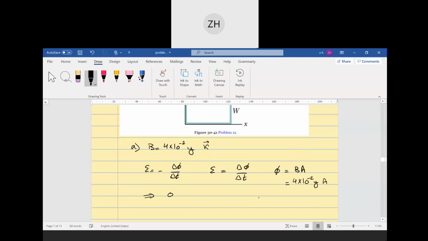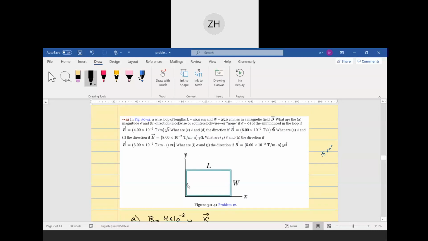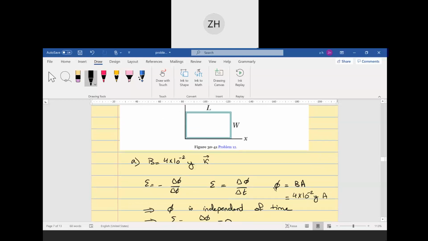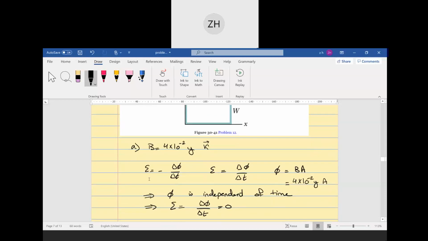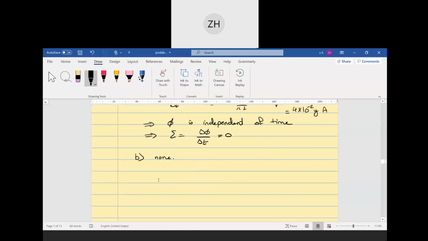We notice here that phi is independent of time. So the induced EMF, which is equal to the change of the flux with respect to time, will be zero since phi is not changing with time here. So the induced EMF is immediately zero. We cannot have an induced electromotive force unless we have something changing in the flux. So if the flux isn't changing with time, there's no induced current in this loop. And for the direction, we will have no direction since we don't have any electromotive force.